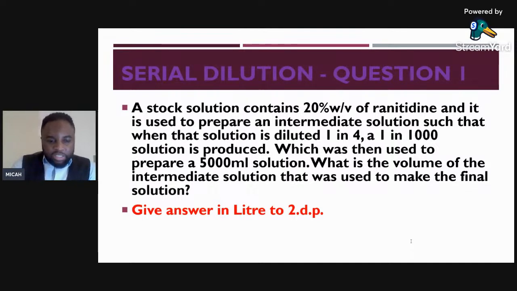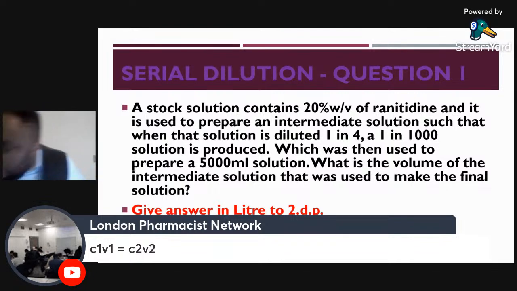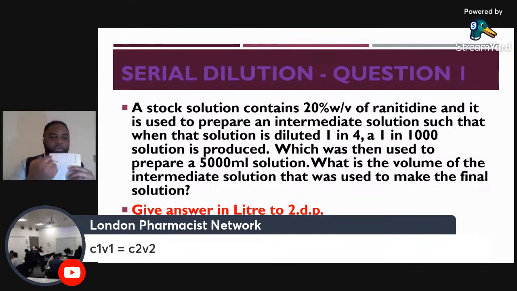The formula is C1V1 = C2V2. Any dilution you give me, I can do it with C1V1 = C2V2, because all you need to do is put the numbers into the equation. So if you're watching me right now, grab your paper and write down C1V1 = C2V2. That's the first step. Anytime you see it, just write it down.